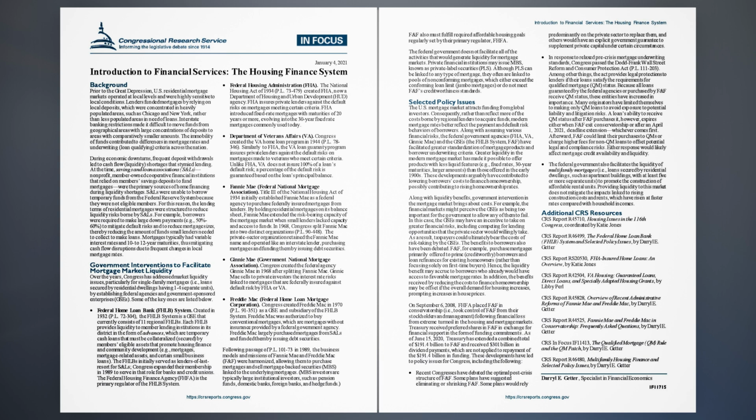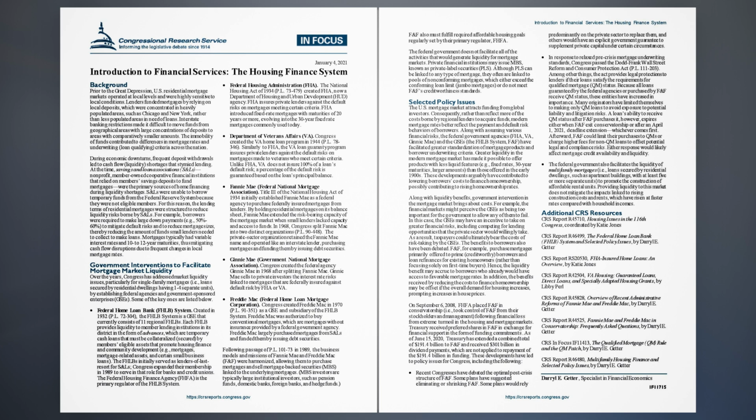For example, borrowers were required to make large down payments, for example, 50% to 60%, to mitigate default risks and to reduce mortgage sizes, thereby reducing the amount of funds small lenders needed to collect to make loans. Mortgages typically had variable interest rates and 10 to 12-year maturities, thus mitigating cash flow disruptions due to frequent changes in local mortgage rates. Government interventions to facilitate mortgage market liquidity.